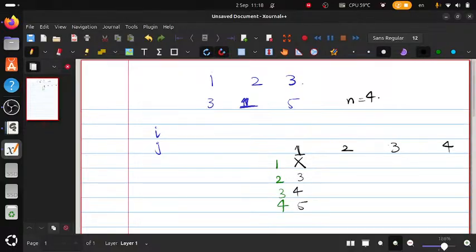Now if I choose i is 2, it can neither be this nor this. It's starting from here, right? So it will be 2 and 3, which is 5, and 2 and 4, which is 6. And similarly, it's not going to work for all these. It's only going to be this. So it will be 7.